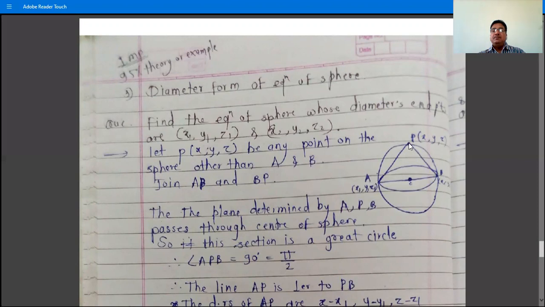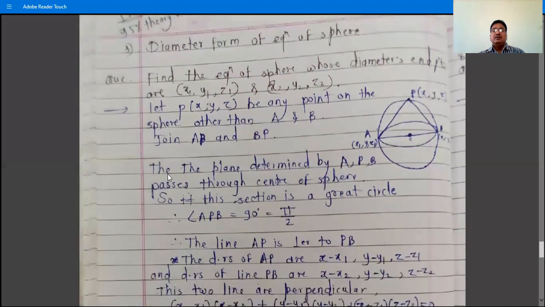Now let P (x, y, z) be any point on the sphere other than A and B. We take P as any point on the sphere. Join AB, AP and PB. Now the plane determined by APB, this triangle, this plane. If we cut the sphere by this plane, then we have a great circle.